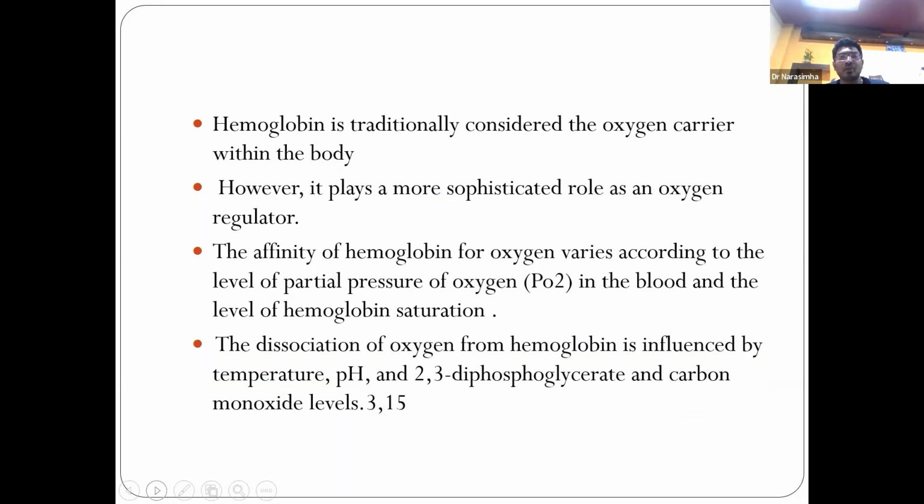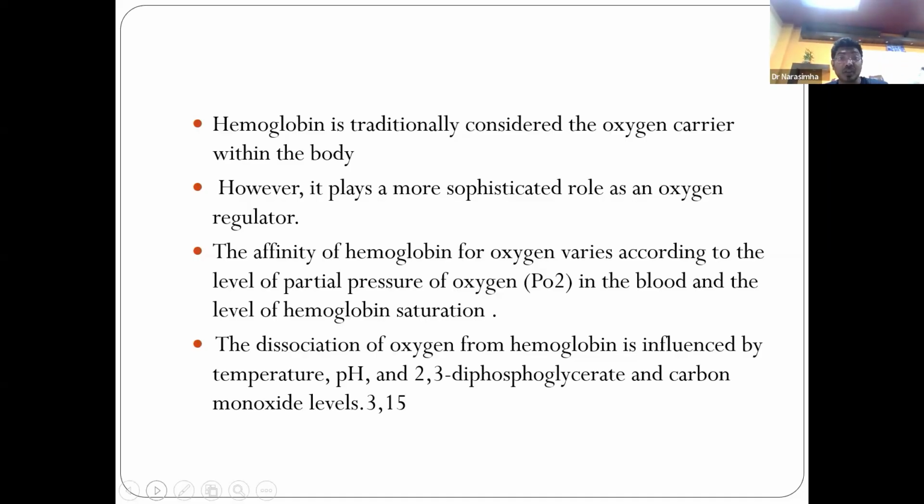Hemoglobin is traditionally considered the oxygen carrier in the body, but it also plays a sophisticated role in oxygen regulation. The affinity of hemoglobin for oxygen varies according to the partial pressure of oxygen in the blood and the level of hemoglobin saturation. As everyone knows from studying in the first year of medicine, it says that, what is it called?